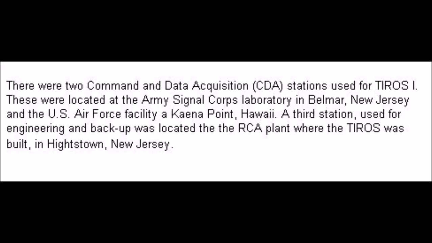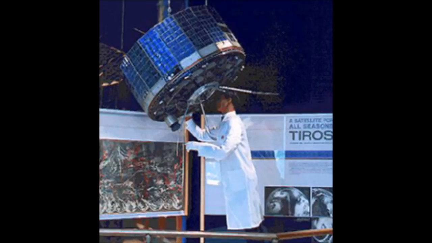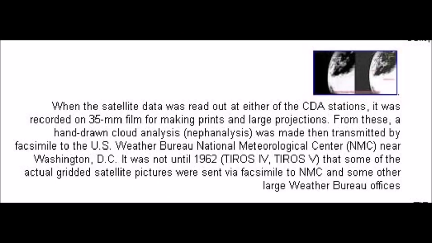These were located at the Army Signal Corps Laboratory in Belmar, New Jersey, and the Air Force facility at Kaena Point, Hawaii. A third station used for engineering and backup was located at the RCA plant where the Tyros was built in Hightstown, New Jersey. So, now get this. When the satellite data was read out at either of the CDA stations, it was recorded on 35mm film for making prints and large projections. From these, a hand-drawn cloud analysis was made, then transmitted by fax to the U.S. Weather Bureau National Meteorological Center near Washington, D.C.